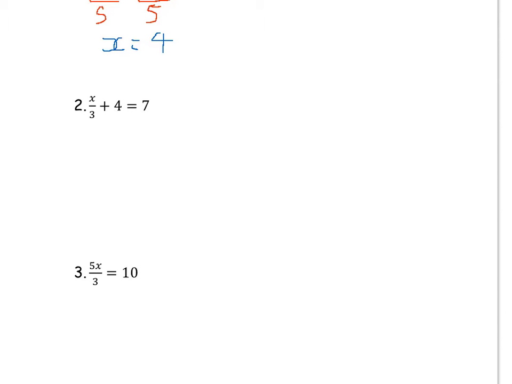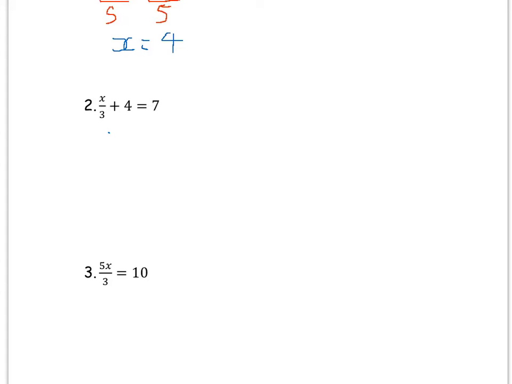This second example: x divided by 3 plus 4 is equal to 7. So remember, we're trying to find out the value of x. Firstly we want to be left with just that x over 3 on the left hand side. So what's the opposite to adding 4? Well, the opposite, the inverse, is to subtract 4 from both sides. So on the left hand side we're going to be left with x over 3, and on the right hand side we've got 7 minus 4, which is 3.